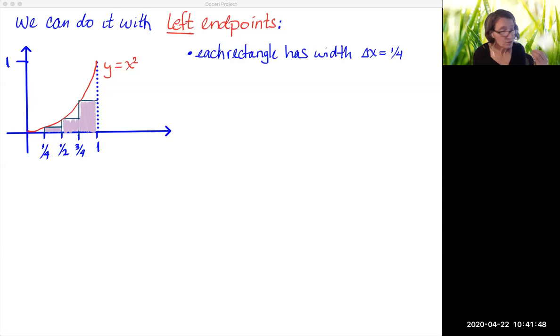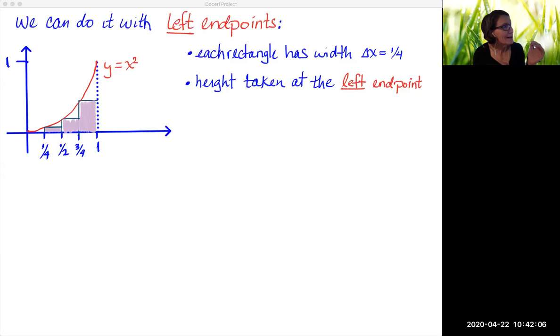So each rectangle still has width 1/4, and we call the width delta x. That's the change in x, right? So each subinterval has width 1/4, and there's 4 subintervals. And now we're taking the height at the left endpoint. So the first rectangle, the left endpoint is at 0, 0, right? And so the y-coordinate there is 0. So that just means my height is 0 for the first rectangle.